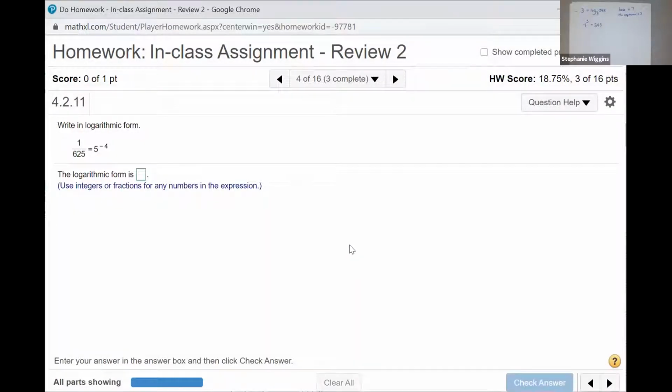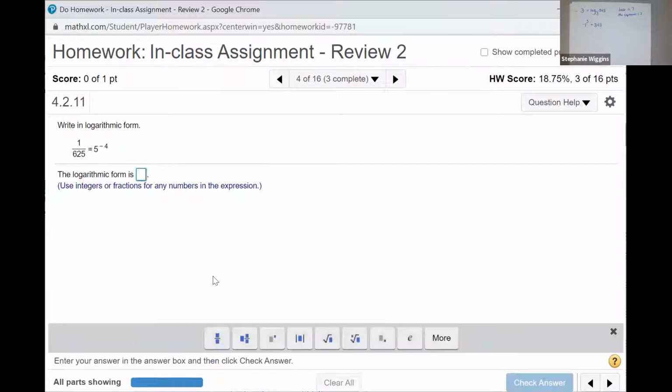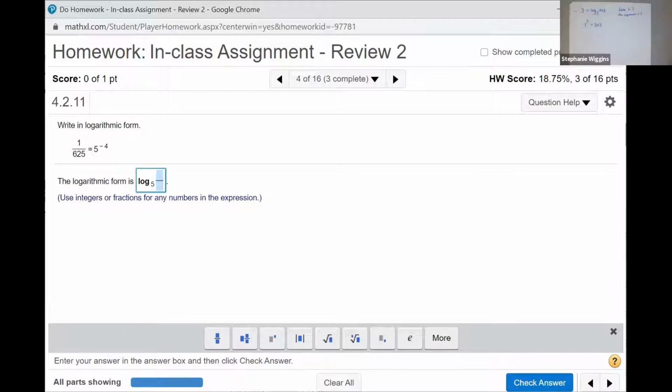Now we're doing the reverse. We're writing it in logarithmic form. Okay? So the base is underneath the exponent. That's the 5. Obviously, the exponent is -4. So the other number is what's inside the log. So we have log. The base is on the bottom, so log base 5. And then we have our 1/625.